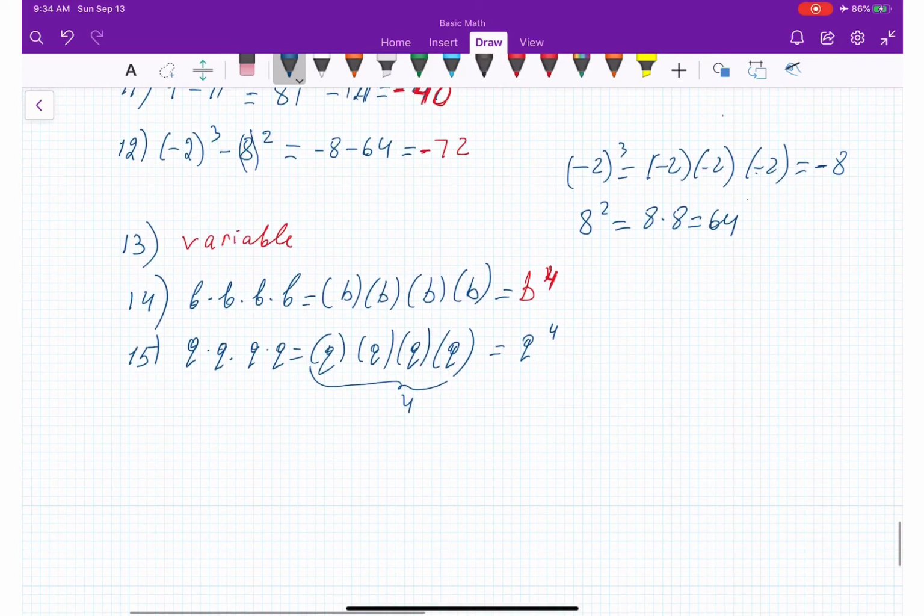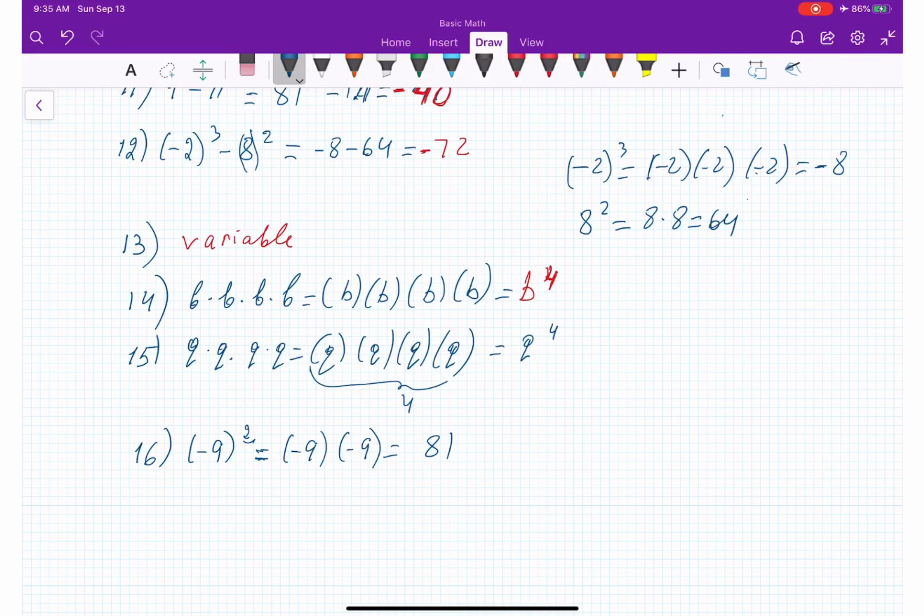Number 16. Negative, excuse me, negative 9 to power 2. That is equal. Negative 9, right? It's going to be positive 81 because we have even degree. Therefore, the result will be positive.